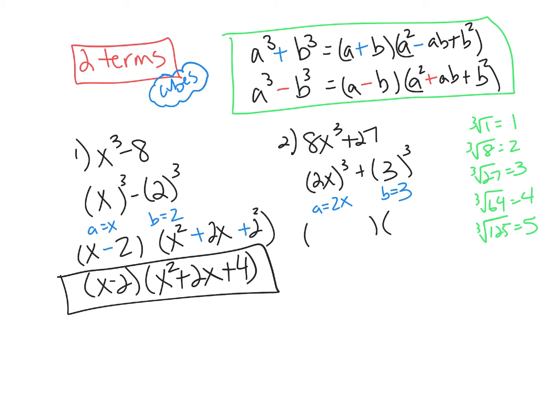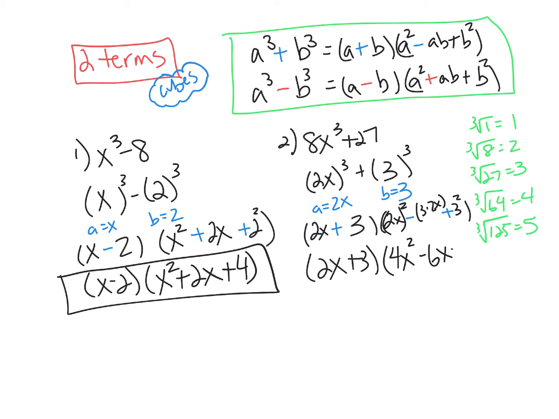So I can factor this. Again, I like to do signs first. Again, if we have a plus, that means the first one's positive, the second one's negative, the third one's always positive. So I'm going to have a 2x plus 3. I'm going to have 2x squared minus, we're going to multiply 3 times 2x, and plus 3 squared. So to simplify, 2x plus 3 times 4x squared minus 6x plus 9. And we're done.